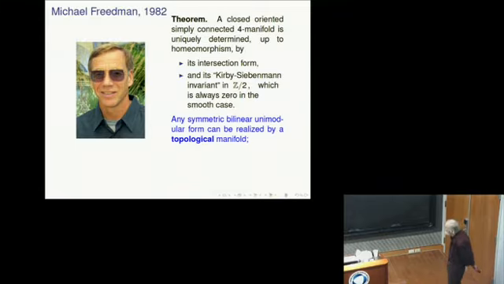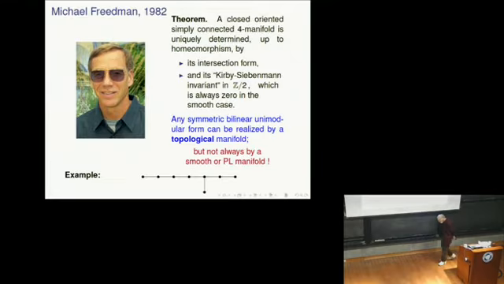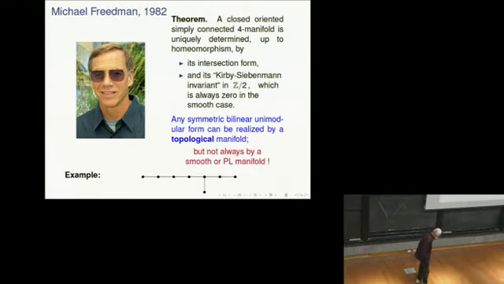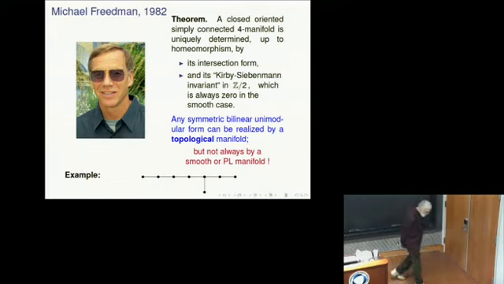And he proved that any symmetric bilinear unimodular form can be realized by a topological manifold. So, for example, he could construct a topological manifold which realized this E8 example, and according to Rokhlin, or according to Kirby and Siebenmann, it cannot be smoothed. So we had examples of four-dimensional manifolds which were constructed topologically and yet which could not have any smooth structure.